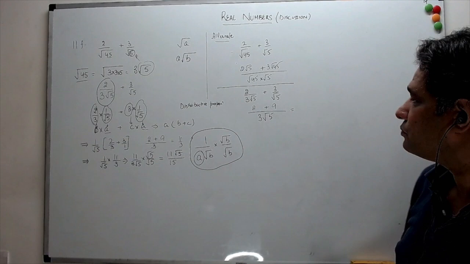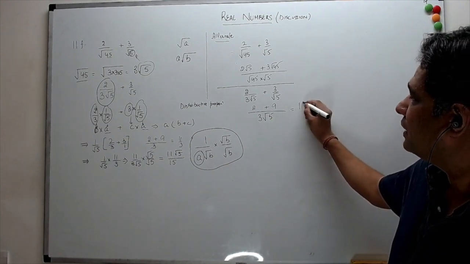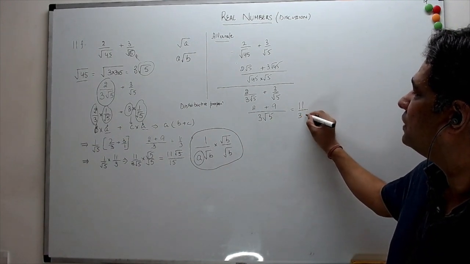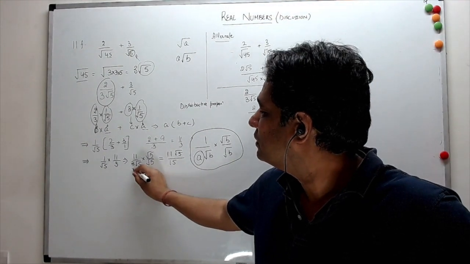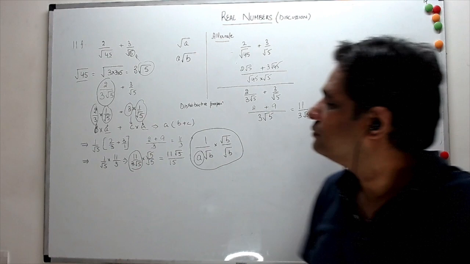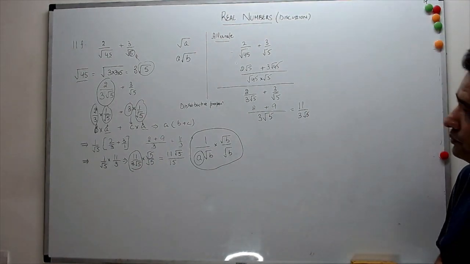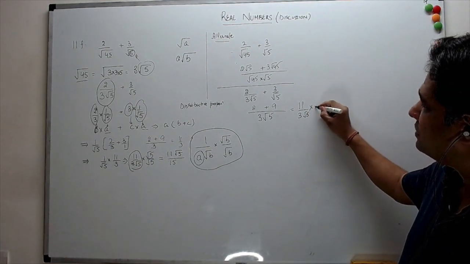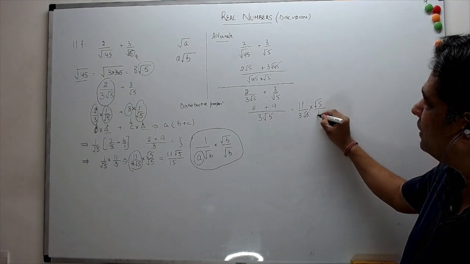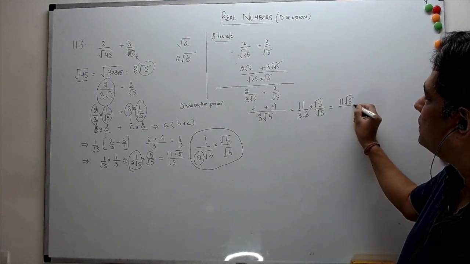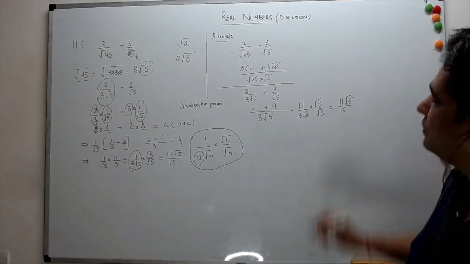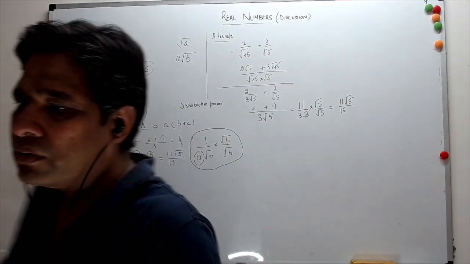So that's like 11/3√5. जो ये वाला पार्ट आ गया, 11/3√5. Then we just need to rationalize it in the same way and give it the form which we have, which is 11/15 into √5.